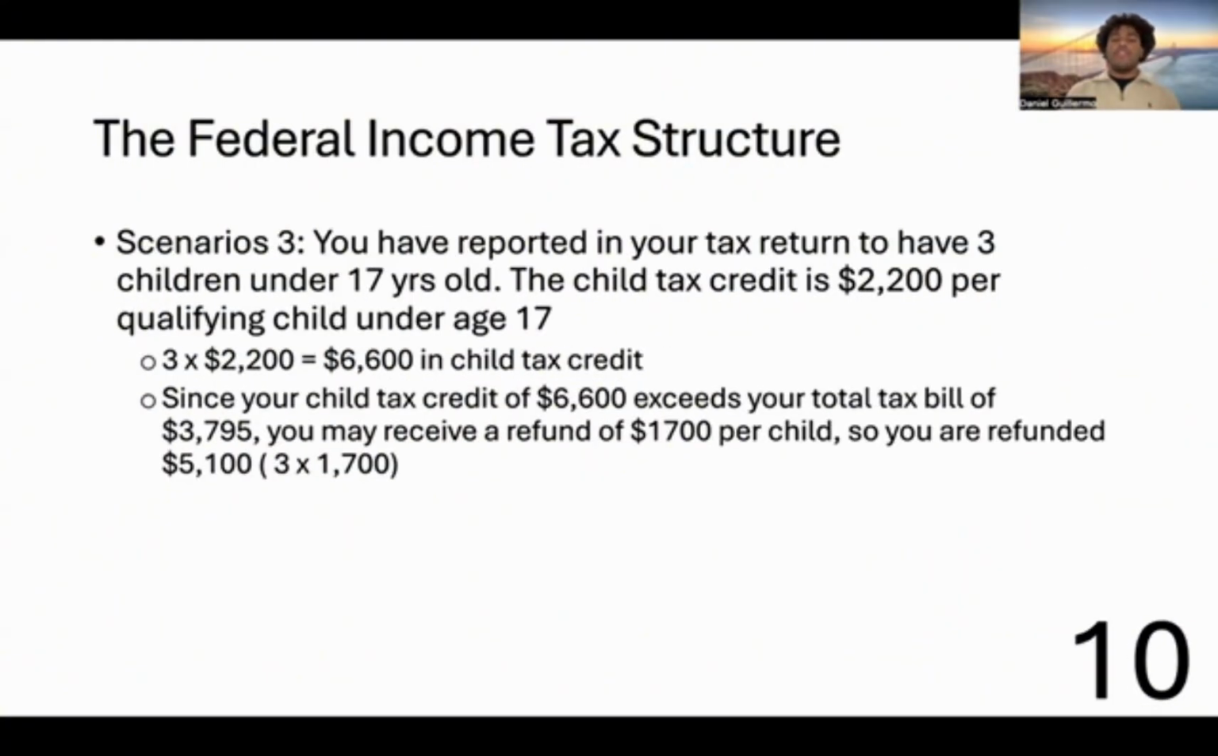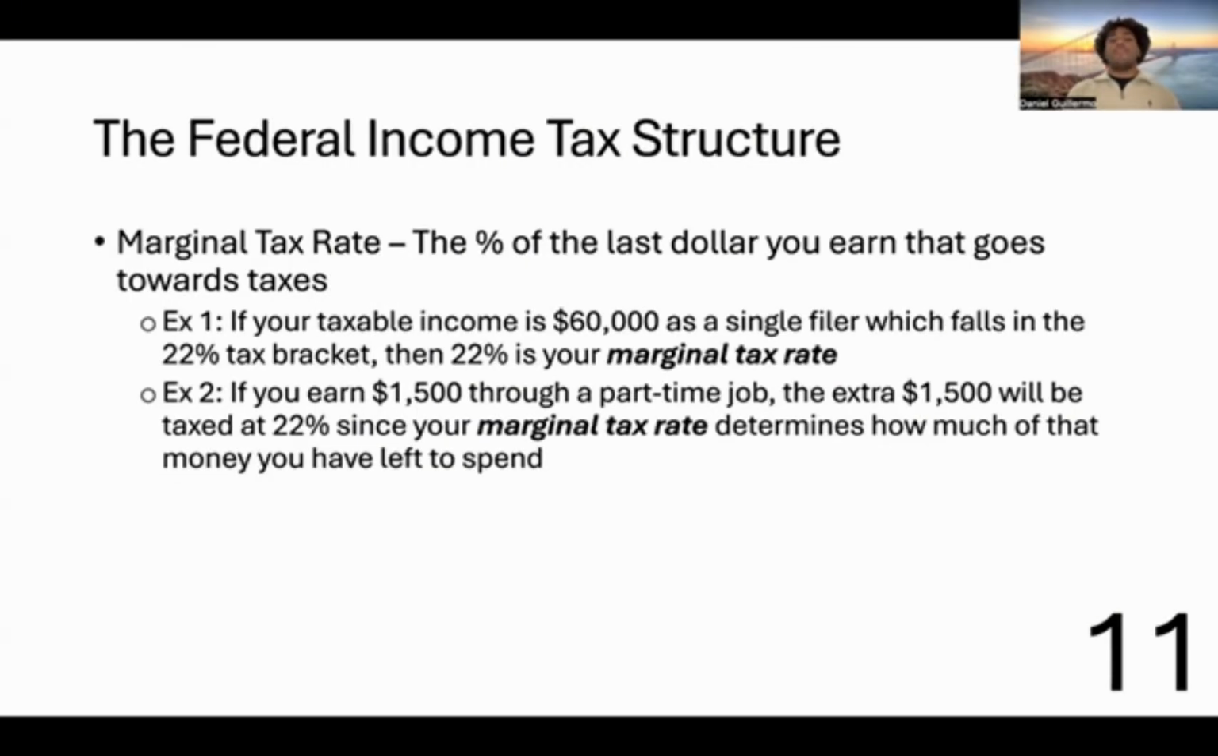Now, in a third scenario, let's say you report on your tax return that you have three children under 17 years old. Your tax credit per child is $2,200. This gives you a child tax credit of $6,600. Since this exceeds your total tax bill of $3,795, you may receive a refund of up to $5,100, $1,700 per child.